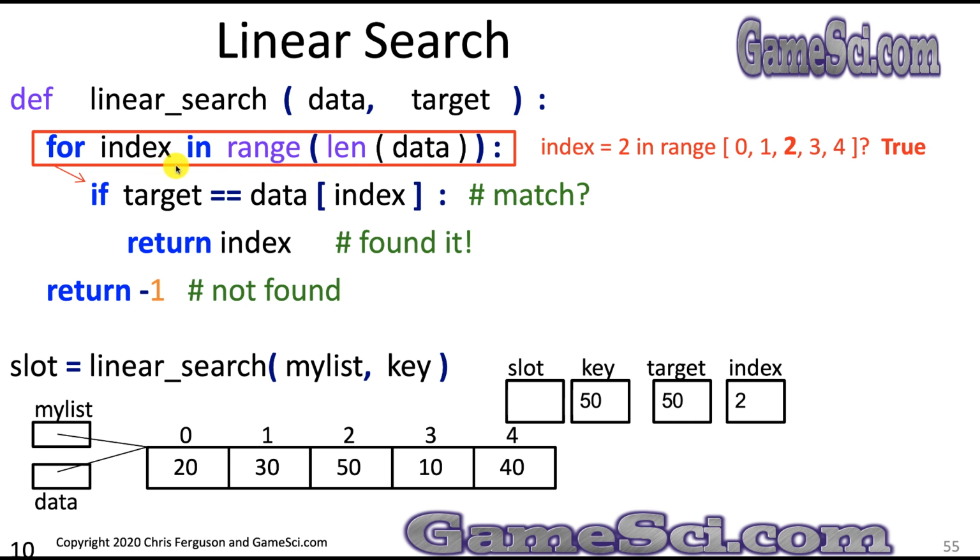If that's true, we will execute the code in the for loop. If that is false, we will leave the for loop. An index of 2 is in the proper range. Turn true and execute the code in the for loop.